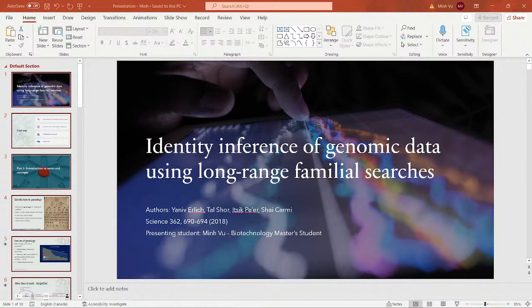It was written by Ehrlich and co-workers. I'm not sure I pronounced that right. Ehrlich, maybe. And it was published in Science in 2019 or 2018. Science is probably one of the two most important and high impact publishers in the world. So you know that this paper is legit.